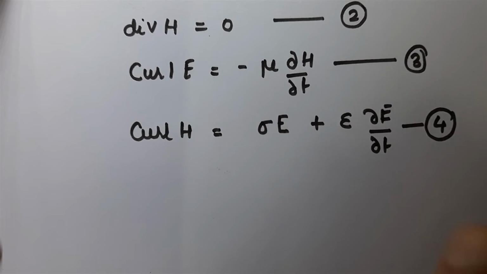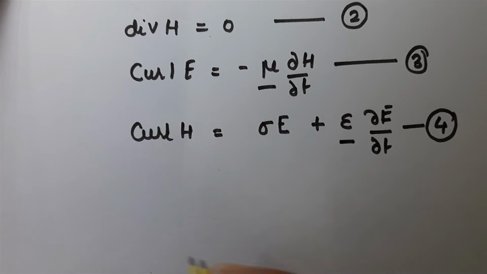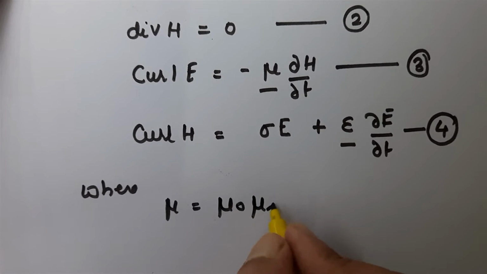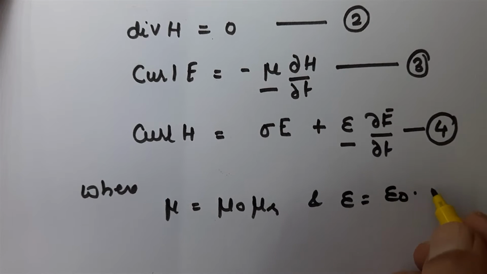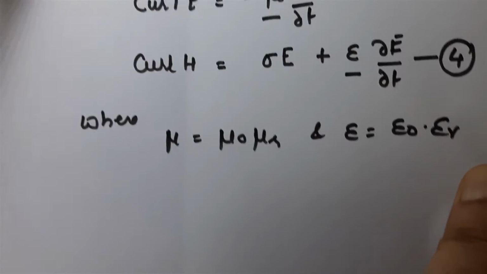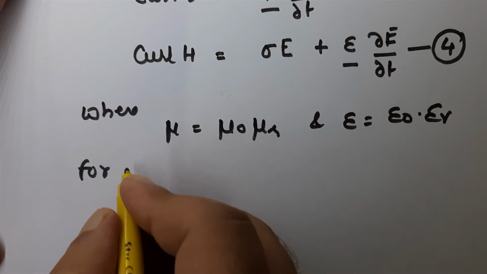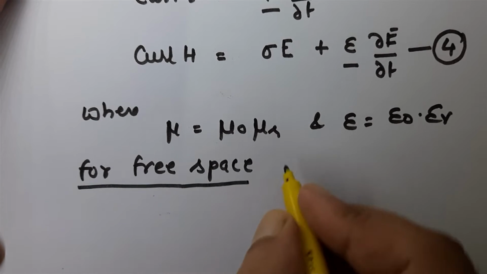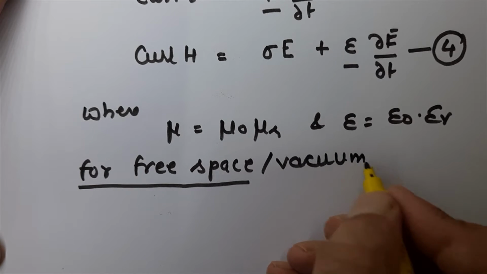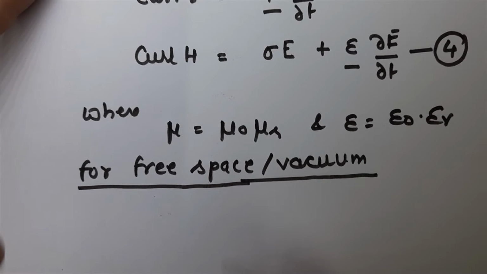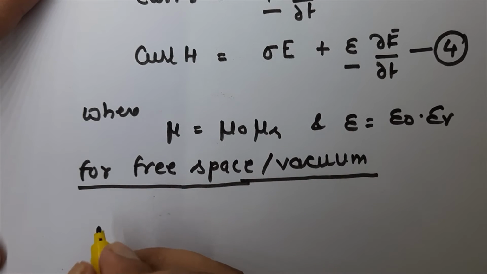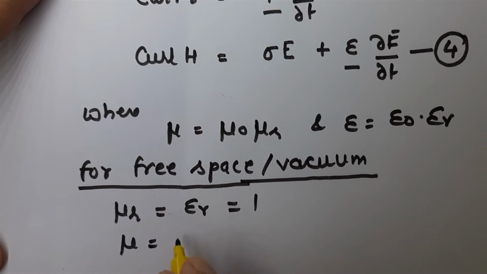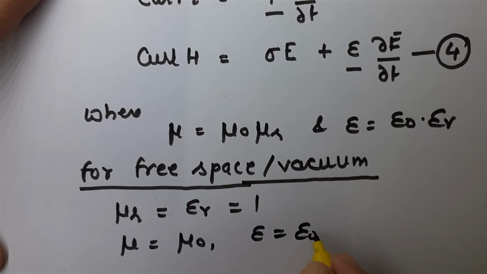In these equations, we have two terms. One is this mu, another is this epsilon, which we can expand as mu equals mu 0 mu r, and epsilon equals epsilon 0 epsilon r. What we can do is restrict ourselves to a medium which we call free space. When we say free space, it means the same as vacuum. So if you have a medium which is free space or vacuum, then these relative properties, mu r and epsilon r, will be 1. Accordingly, mu is now equal to mu 0 and epsilon is now equal to epsilon 0.